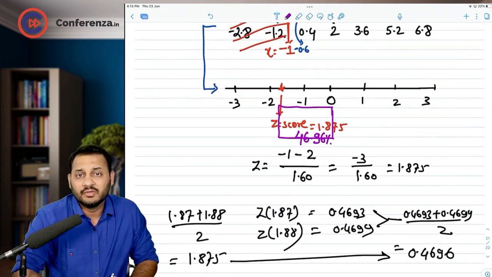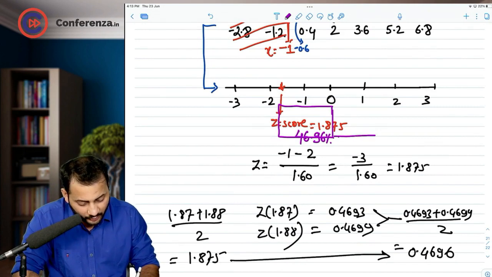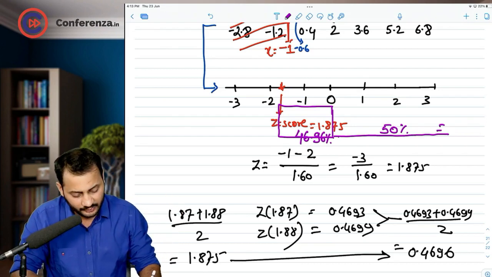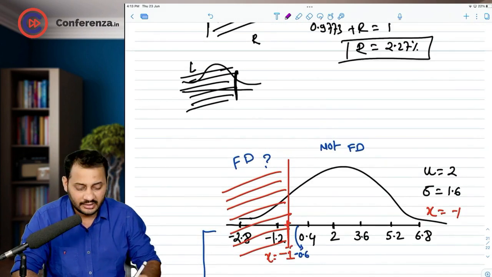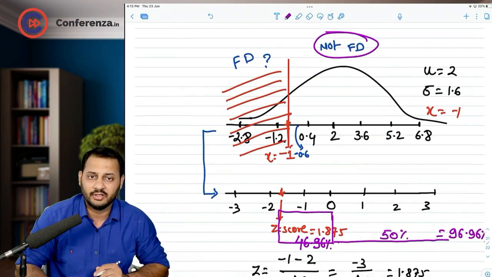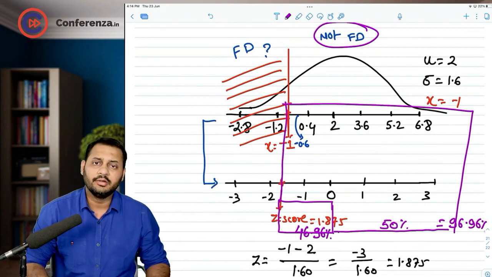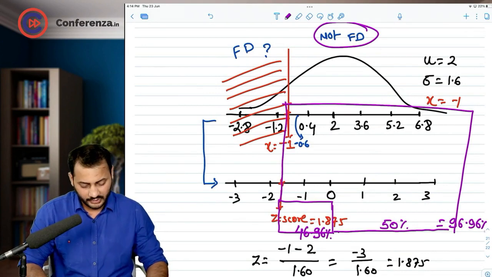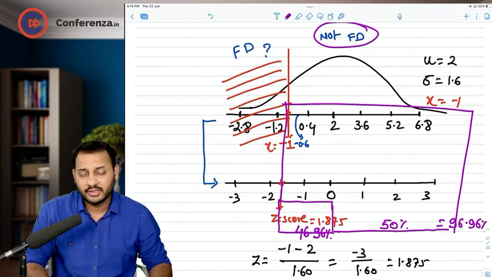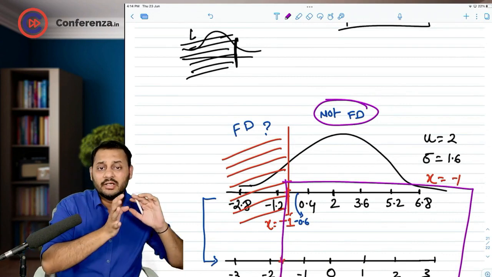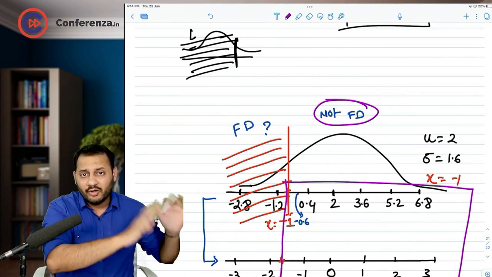But there is one good news. You already know the probability of the entire right side, which is 50%. So if we take the entire right side, the total probability will be 96.96%. This is the probability that the company will not be in financial difficulty. But we do not have to calculate the probability of not having financial difficulty.